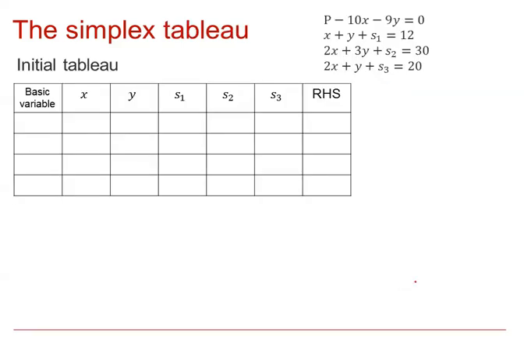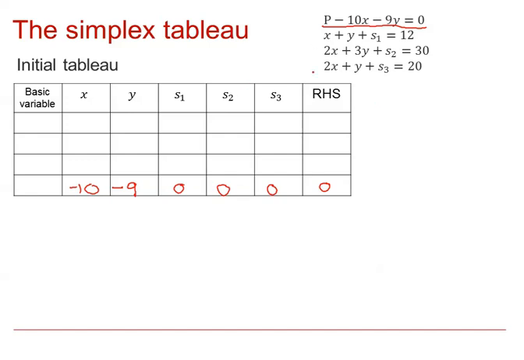So here we have an initial tableau. It's important to note that the objective function is always seen at the bottom of the table. So since we have negative 10x, negative 10 goes in the x column, and we have negative 9y, minus 9 must go in the y column. We have no slack variables, so these all become 0, and the right hand side is 0.